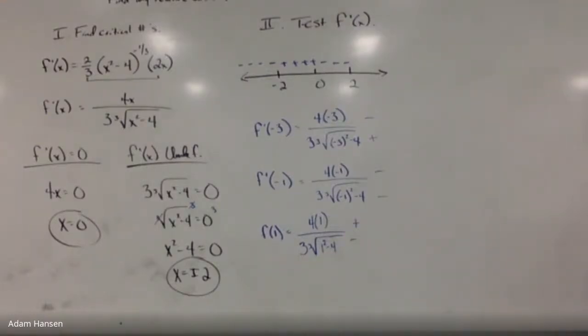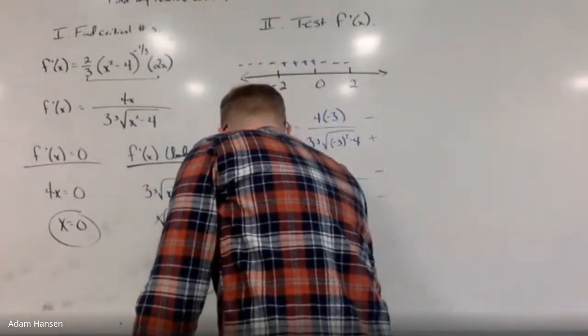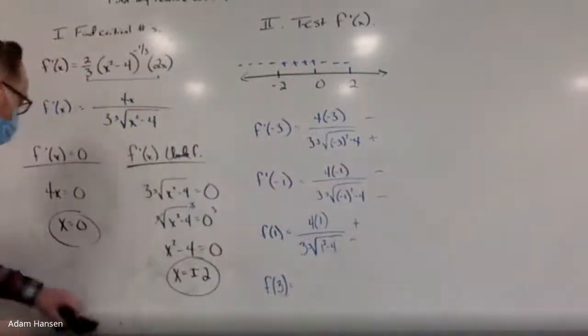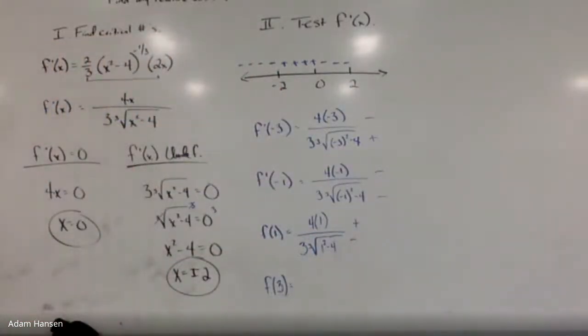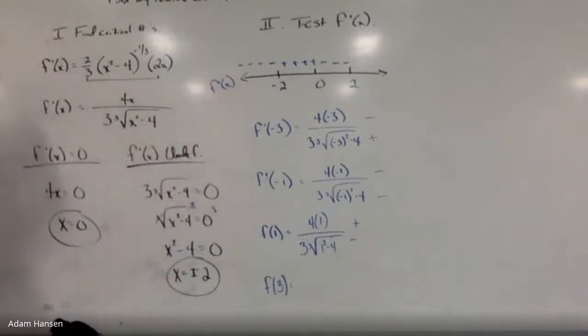Think of a number greater than 2. Let's test the next interval from 2 to positive infinity. Right, 3. I don't care what these numbers are, I just need to know what sign they are, because that will tell me what the sign of the derivative is going to be. We're testing f prime of x. This is a number line for the sign of the first derivative.